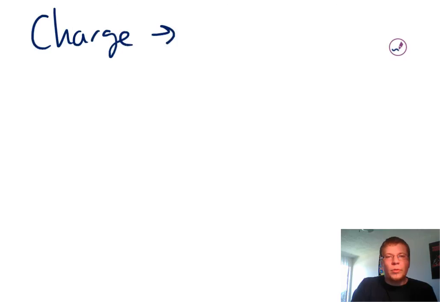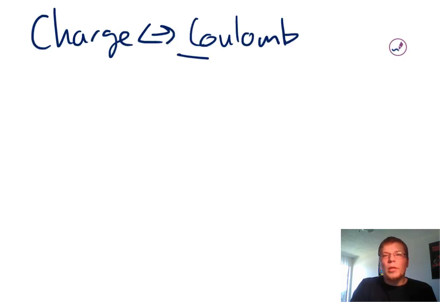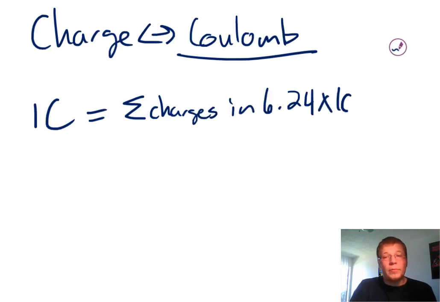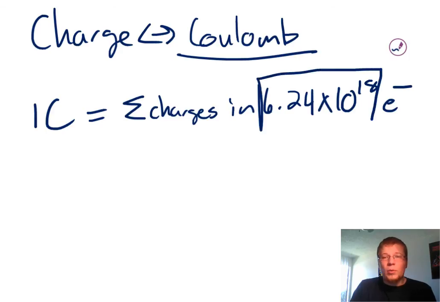We measure charge in coulombs. This is how you spell coulomb. And one coulomb is equal to the sum of all the charges in 6.24 times 10 to the 18 electrons. Got it? Okay, so this number isn't wholly important.